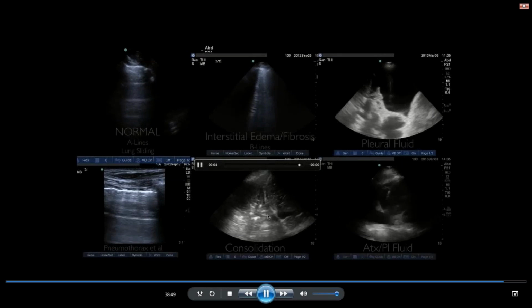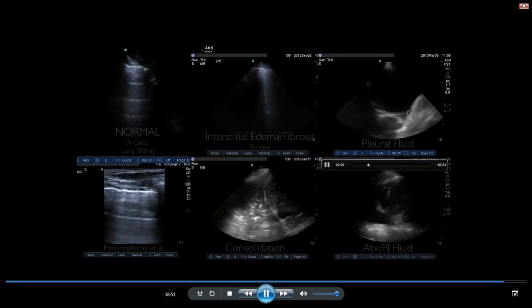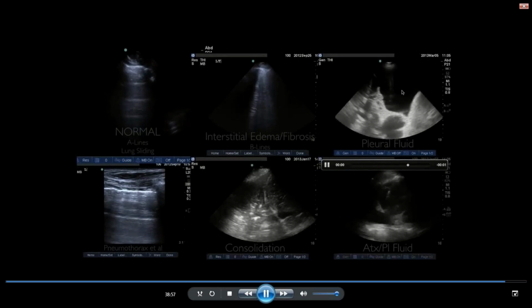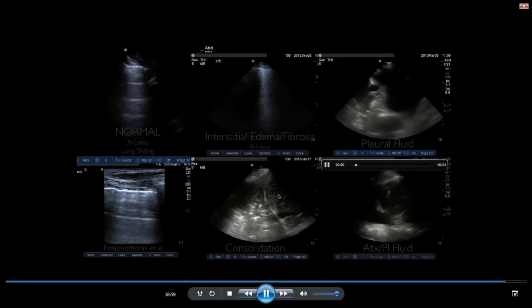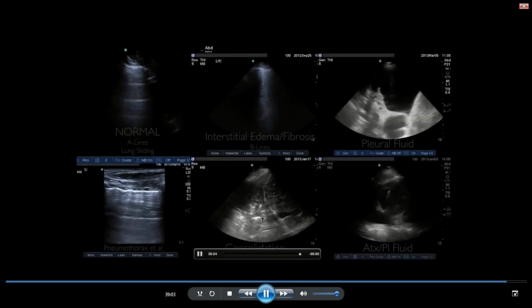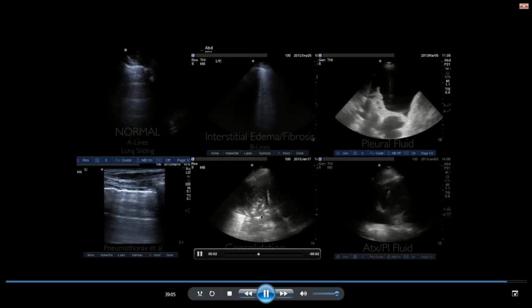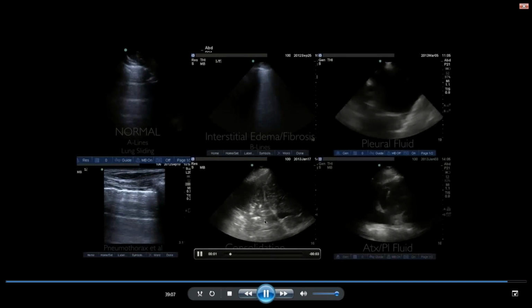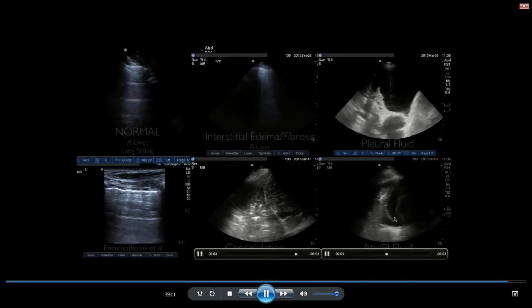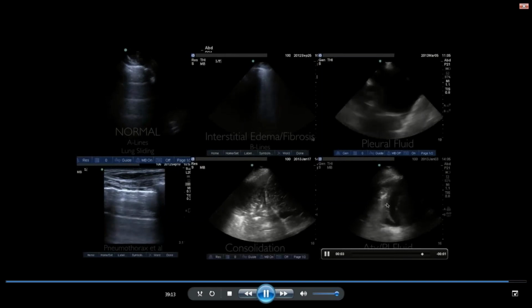Here's an example of pleural effusion with this hypoechoic and anechoic area above the diaphragm that we ended up tapping. Here's an example of consolidation in the lower lung field, which we ended up treating with Levaquin. And here's an example of our patient with atelectasis and pleural effusion.